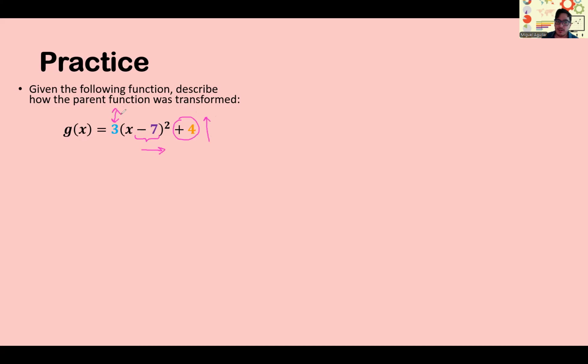So maybe I'll put an arrow like this to say that we're stretching with the 3. So the 3 stretches us. The negative 7 on the inside of the parentheses moves us to the right, even though that may be a little bit fuzzy right now. We might have some side eye on that one. But the plus 4 definitely will move the graph up.